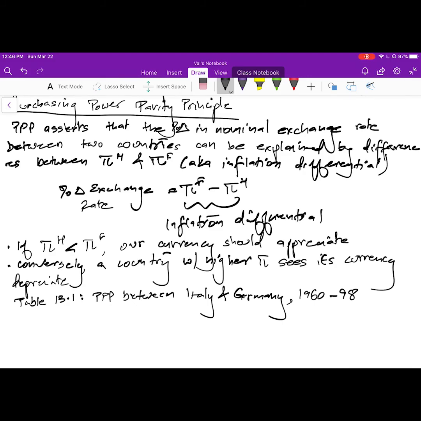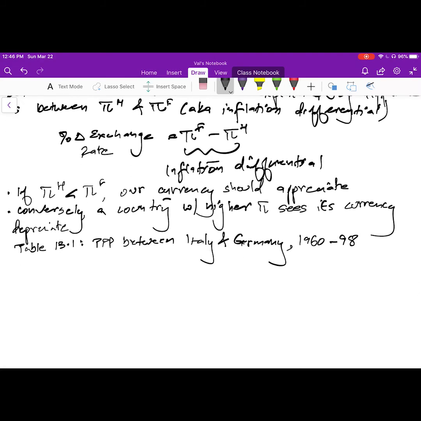So I take that back. 1998 is not the period of joining the European Union. It's the period at which they adopted the euro, right? Of course, Germans and the Italians were the founding members of the European Union, as we learned in chapter 1.